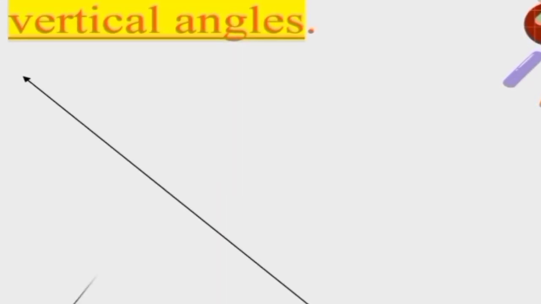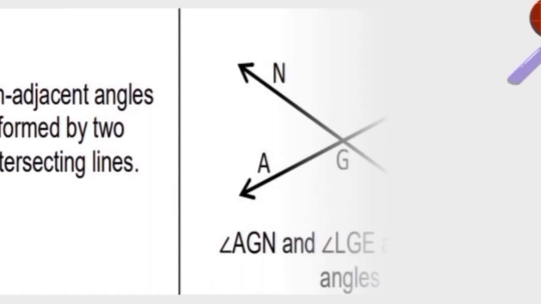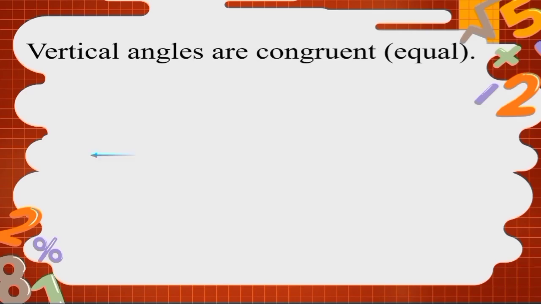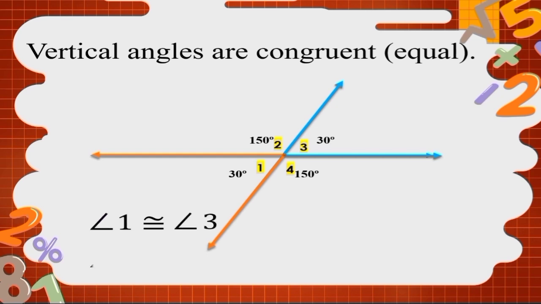When two lines intersect, they make vertical angles. So vertical, it means magkatapat sila na angle. Vertical angles are non-adjacent angles formed by two intersecting lines. So in this case, angle AGN and angle LGE are vertical angles. Vertical angles are congruent or equal in measure. So if in this case, we have 30 degrees, then the opposite angle or the vertical angle is also 30 degrees. So in this case, if we name the angles 1, 2, 3, and 4, angle 1 is congruent to angle 3. Angle 2 is congruent to angle 4 because they are vertical angles.